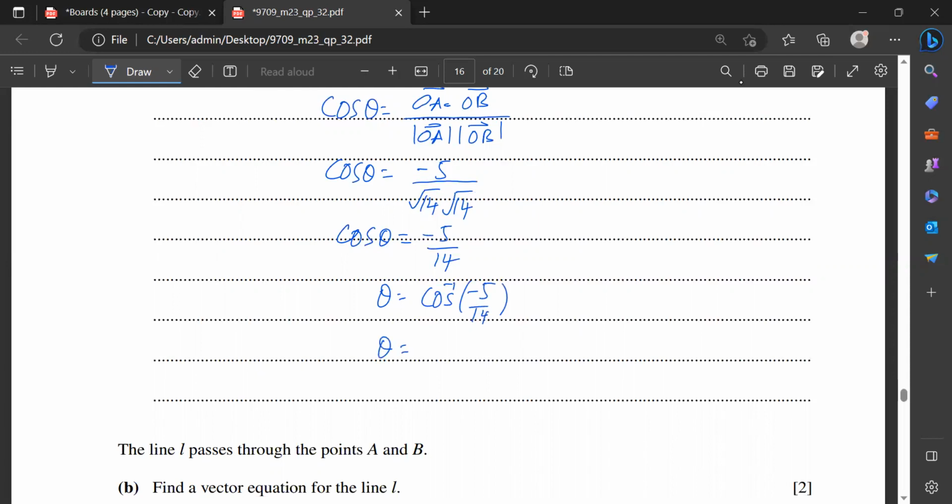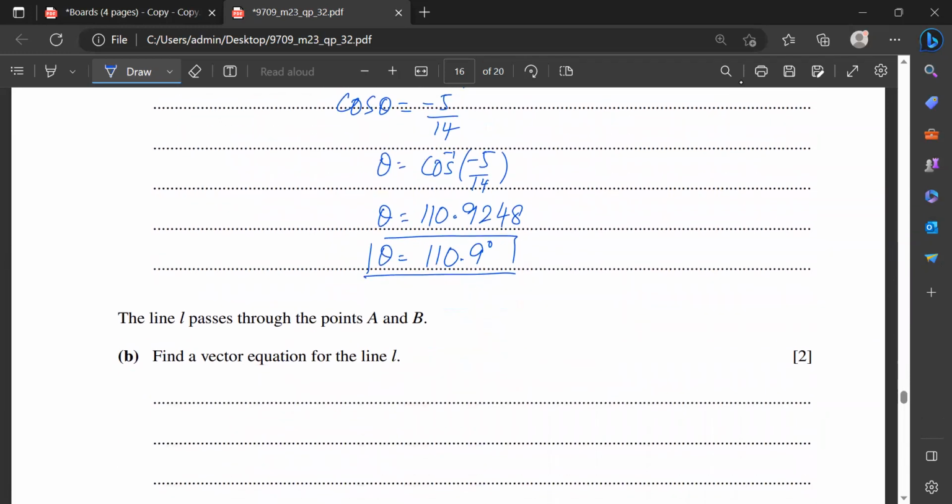Use a calculator. This answer is coming as obtuse because of the negative. 110.9248, or correct to one decimal place, because we write non-exact answers for angles correct to one decimal place. This is the answer correct to one decimal place.